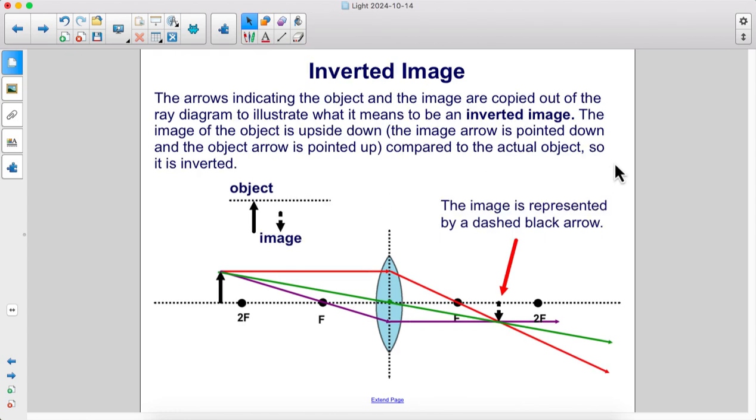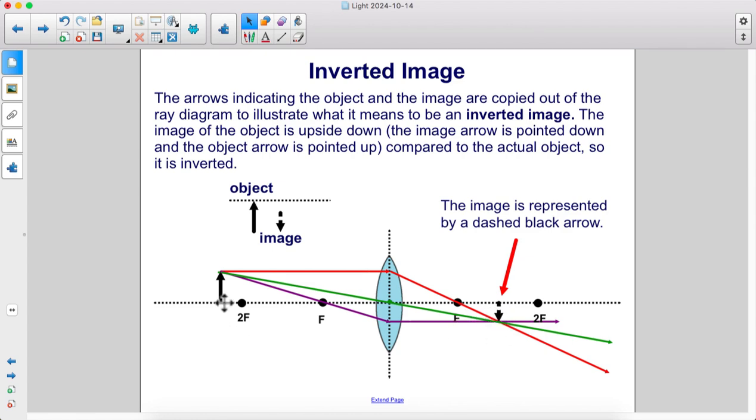The arrows indicating the object and the image are copied out of the ray diagram and pasted here to illustrate what it means to be an inverted image. The image of the object is upside down. You can see the image arrow is pointed down because all of these rays came from the very top of the arrow, so therefore the rays will all intersect at the top of the arrow.